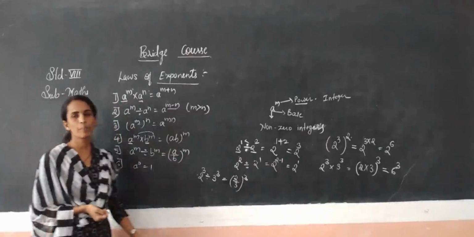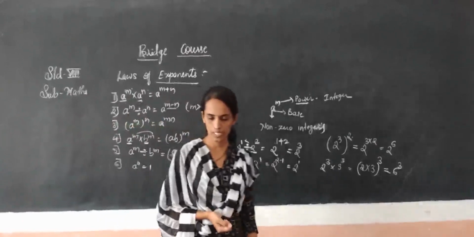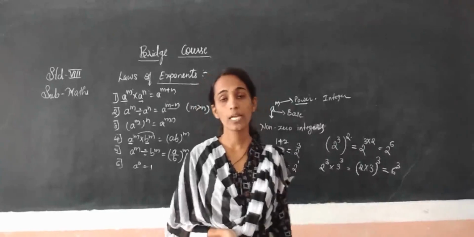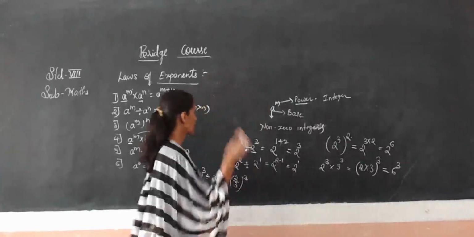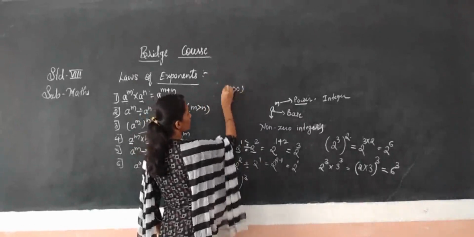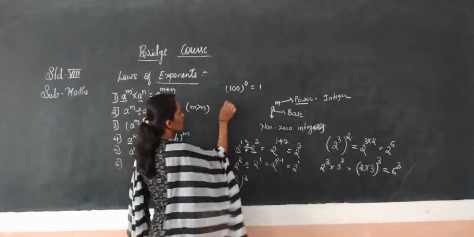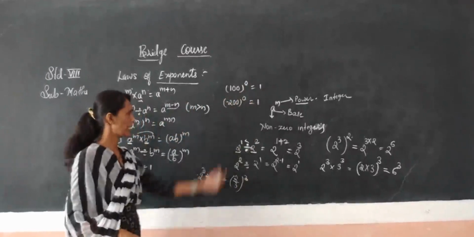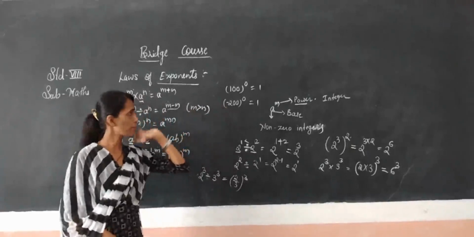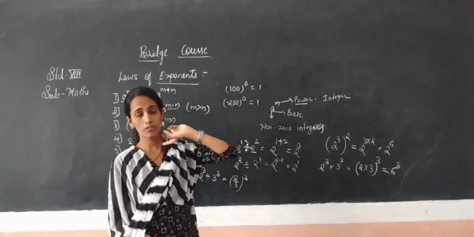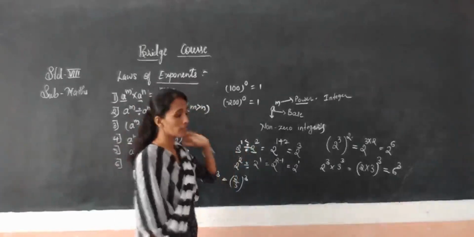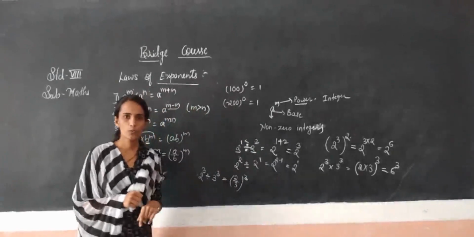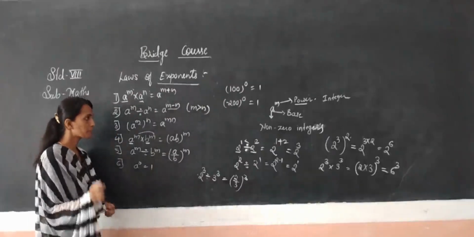So the last one: a to the power 0 is equal to 1. For a non-zero integer, if the power is 0, it gives us 1 only. For example, you can take 100 to the power 0, that also gives us 1. If you take minus 200 to the power 0, that also gives us 1 only. You can take any integer. If the power is 0, the value becomes 1 only. If you take 1,000 or 10,000, whatever value you take, with power 0 it will be equal to 1.